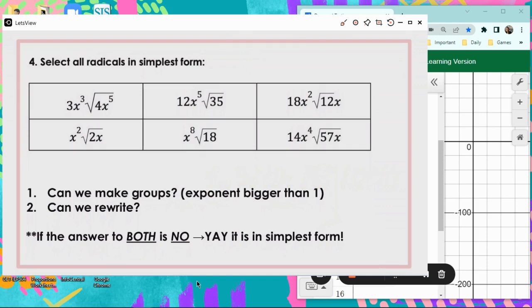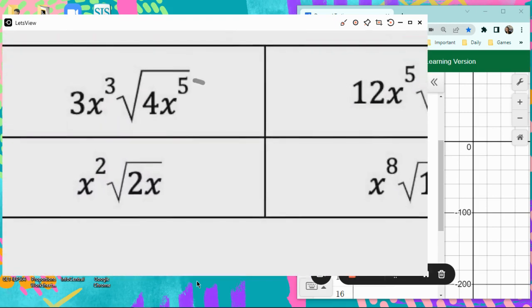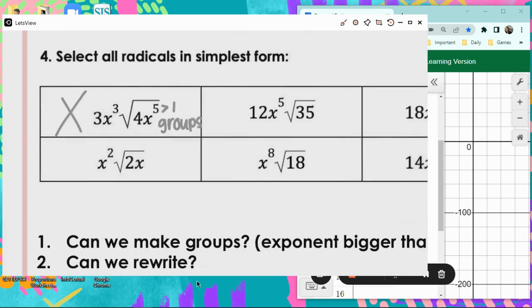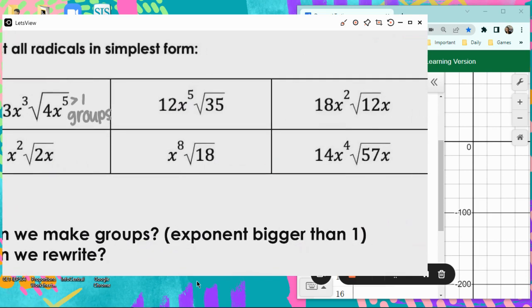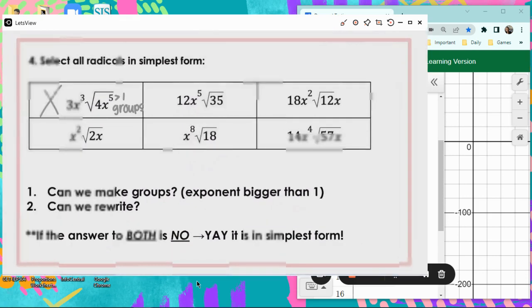So let's see if we can rule any out from that. So let's look right here. X to the 5th. 5 is bigger than 1, so I could make groups. So this is not simplified. I do not want this question. Let's look here. I only have 1x. I can't make a group with that, so we might be good. These don't have x's. And then over here, we have x's, but it's one lonely x, so we can't make any groups. So we looked at this question.